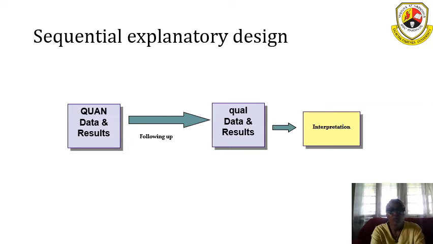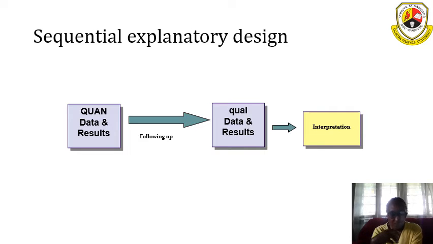Now, when we look at this first box, there's a shorthand written there: Quan data and results. Quan basically stands for quantitative. So this is where the researcher first starts with a quantitative approach.